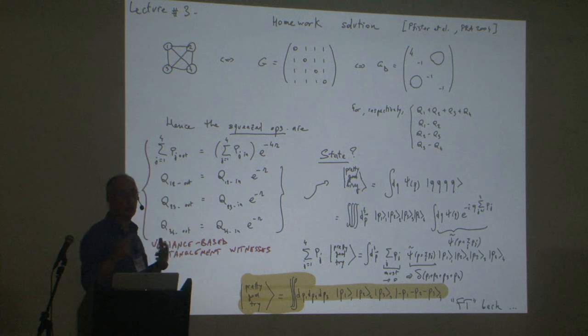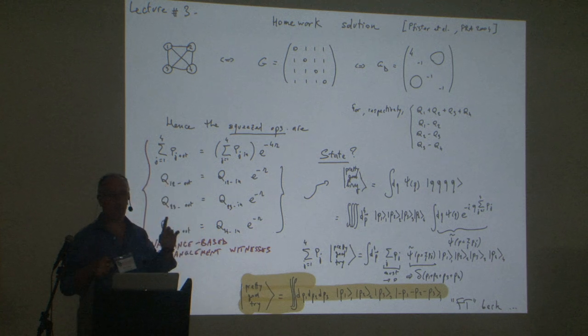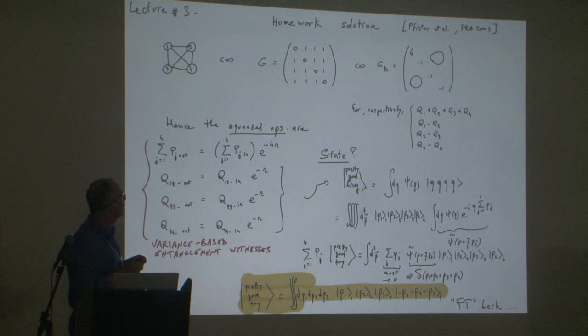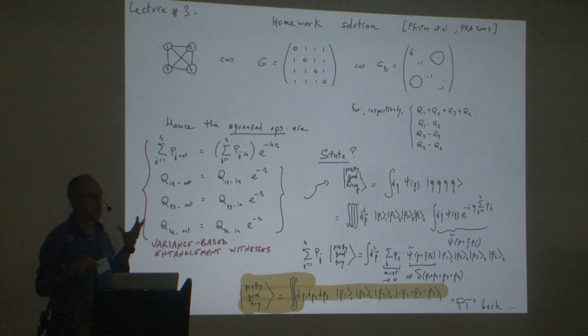If some of you know graph states for qubits, this is different from a graph state for qubits. I'm going to talk about this in a moment, a little bit more. It's a different type of graph.